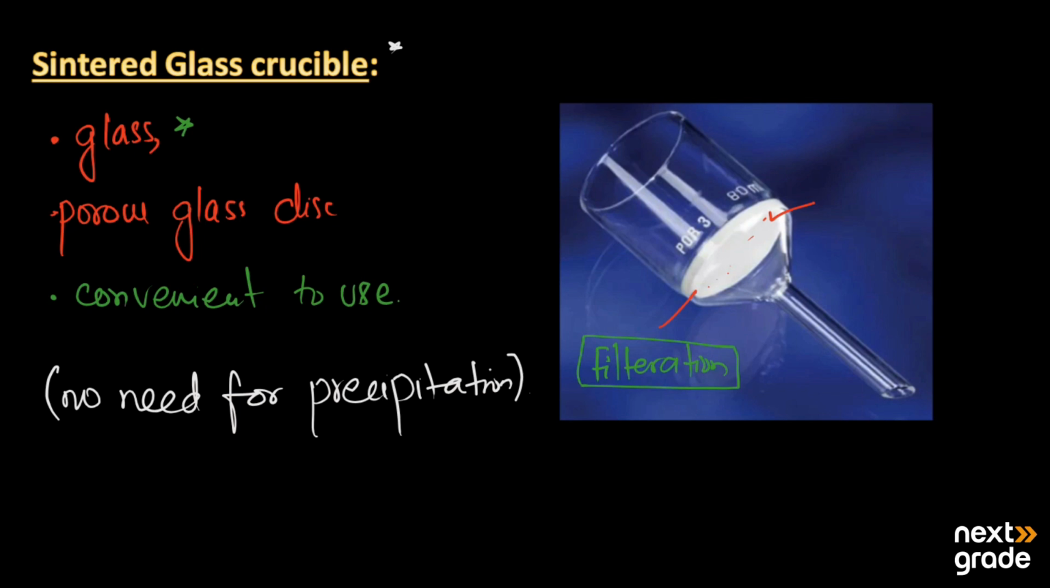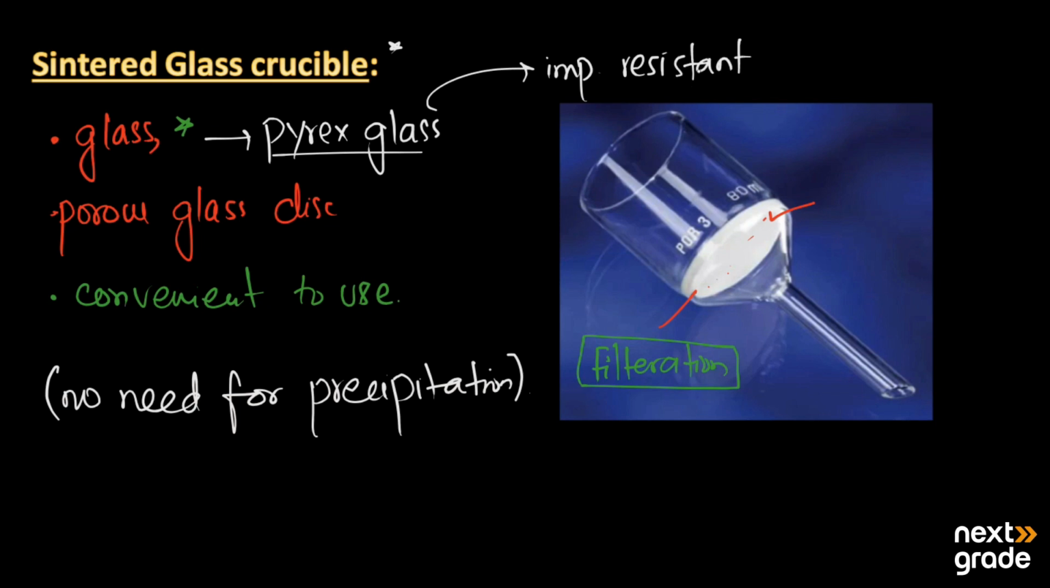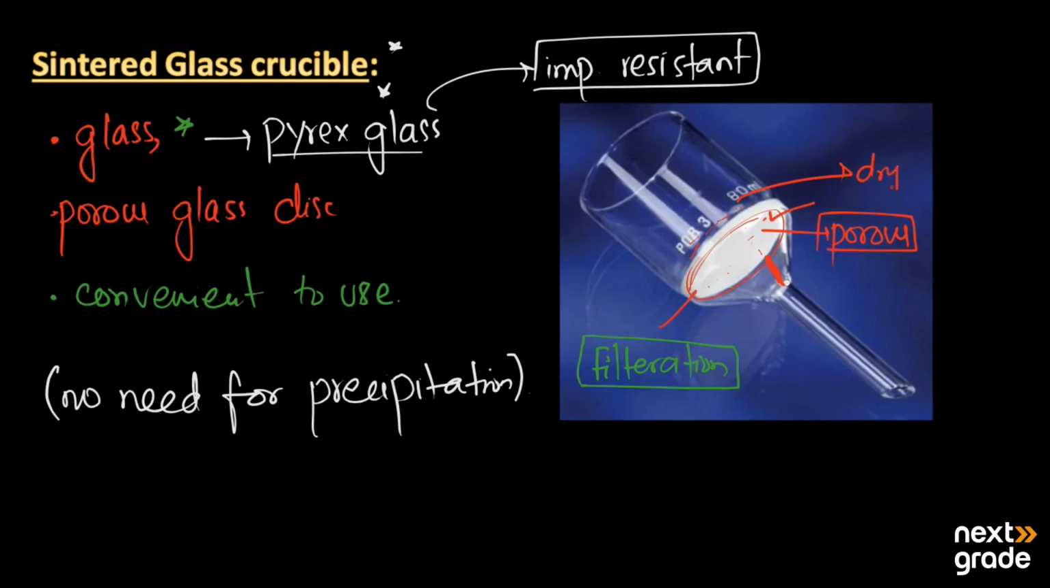The glass we use for its preparation is mainly known as Pyrex glass. Pyrex glass is an excellent resistant type of glass, and the sintered glass is fitted somewhat above the bottom. So there is a small distance between the bottom and the central disc, and that central disc is porous. Porous means it has small pores from which the filtrate passes out and the precipitates are gained. After gaining the precipitates, we can dry them easily by collecting them from the top surface.